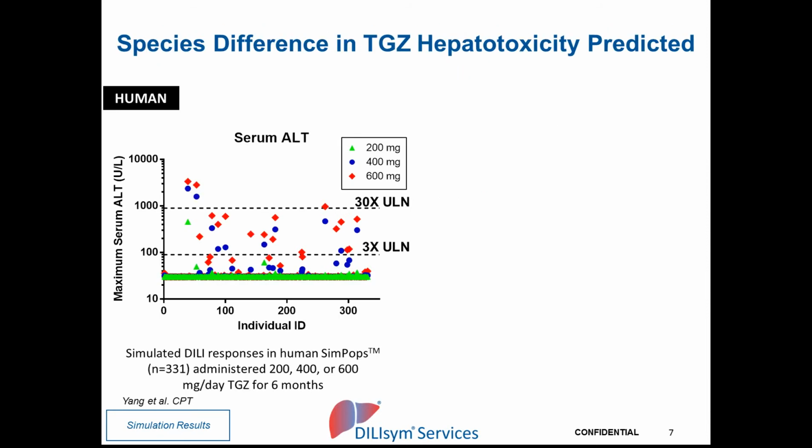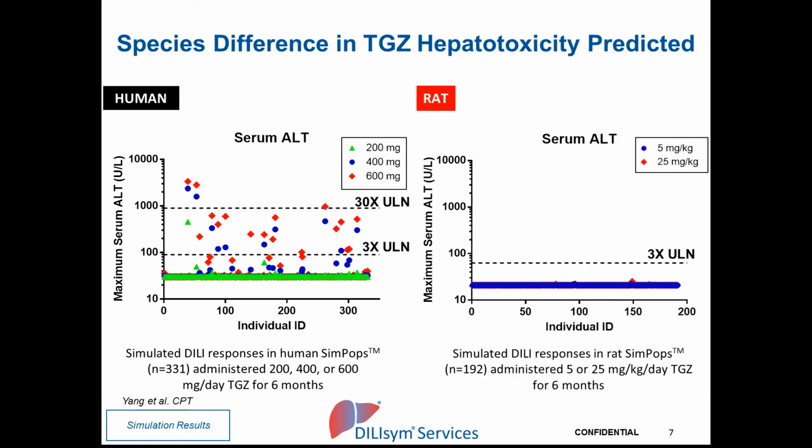So if we take this forward and compare the simulated response in humans, which again was consistent with the clinical data, to the predicted responses in the rats, what you see on the right, for the rats, is very little, virtually zero, predicted increase in ALT. Particularly, there's definitely zero beyond 3 times the upper limit of normal. Whereas in the humans, there was a 2 to 5% predicted incidence of ALT increases. So there's a very clear species difference between the rat and the human.